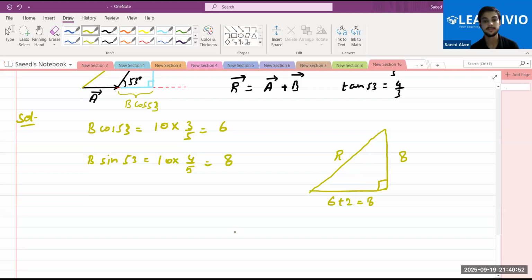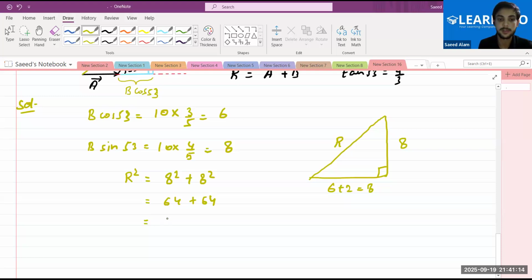Yes, have you attempted that? Should I solve it here? Root 128. Yes, exactly. I think you had got it right. R square will be equal to 8 square plus 8 square. Yes or no? Yes. And that will be 64 plus 64. What will be the sum of these two? 128. Okay, write it as you wish. R square, and then R will be equal to under root of 128.